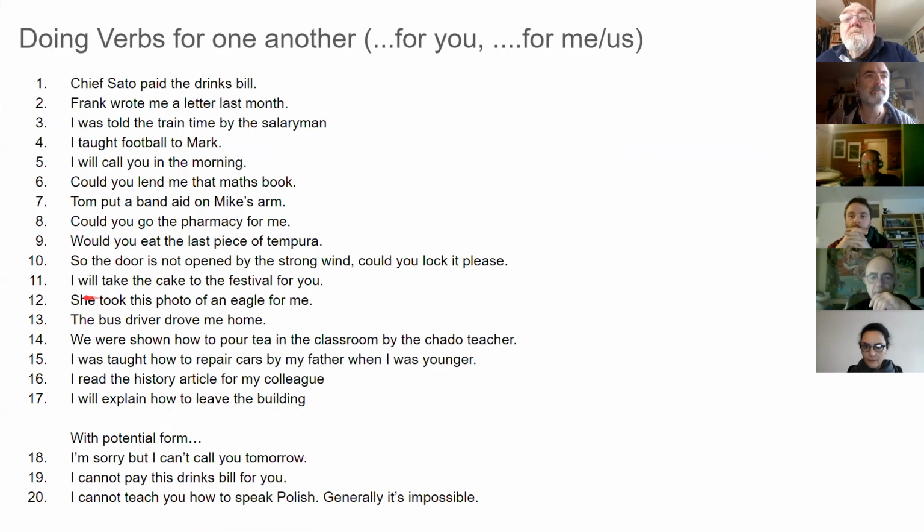How about number 11? I will take the cake to the festival for you. So okay, you are the subject, and the other person is the recipient. Okay. Agemasu. Watashi wa? Good. Take the cake. Cake, torta, come si dice? Keiki ga. Not ga, this is an object. Keiki o. Yes, o, exactly. The festival.